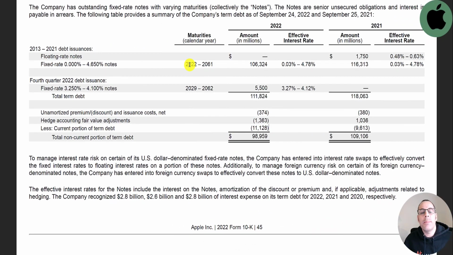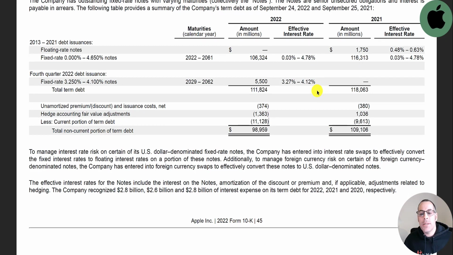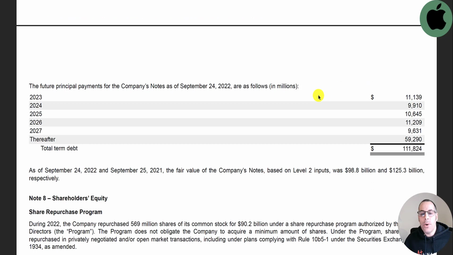So the first thing that comes up is a table showing the maturities between 2022 and 2061, $106 billion, and the interest they pay is 3 basis points up to 4.78%. But this is pretty high level. If you scroll down a page, you get a little more info.